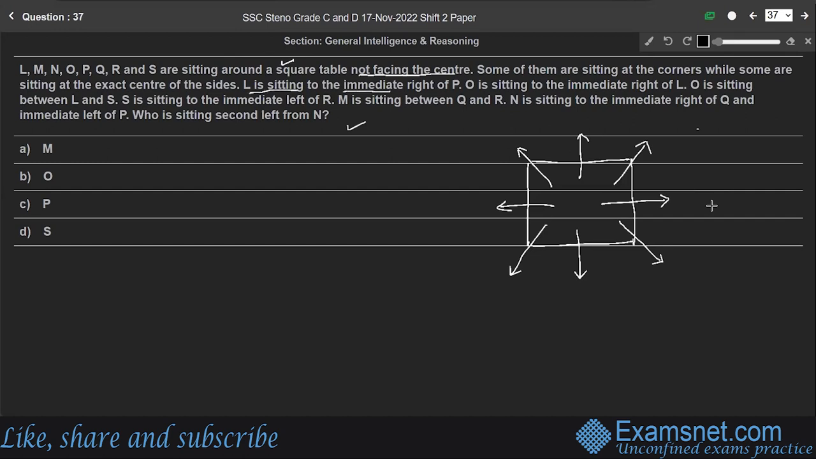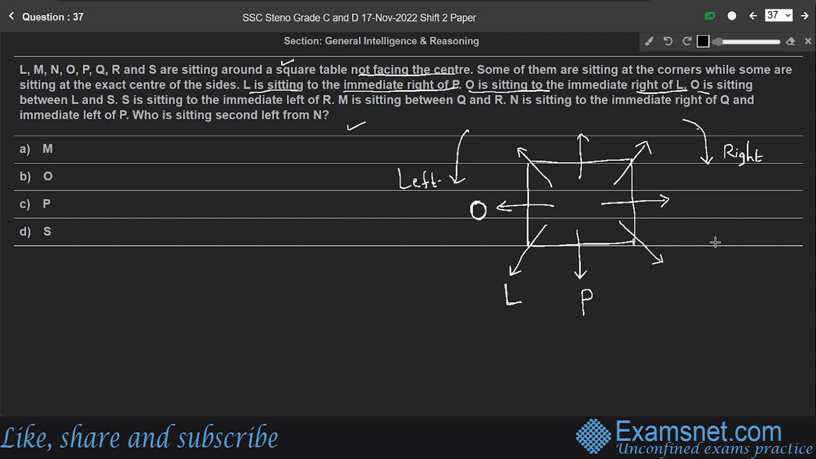L is sitting to the immediate right of P, right? To the right, since all are facing outside, right? Their right means in the clockwise direction, right? So their left means in the anti-clockwise direction. Right? Keeping this in our mind, we'll consider the position of L, who is sitting to the immediate right of P, right? If we consider P is sitting here, right? P's right means in the clockwise direction, where L is sitting. To the immediate right of P, L is sitting, right? First point got over. And the second one, O is sitting to the immediate right of L. To the immediate right of L, O is sitting. So, O's position will be here. Again, in the clockwise direction, right? Then, O is sitting between L and S.